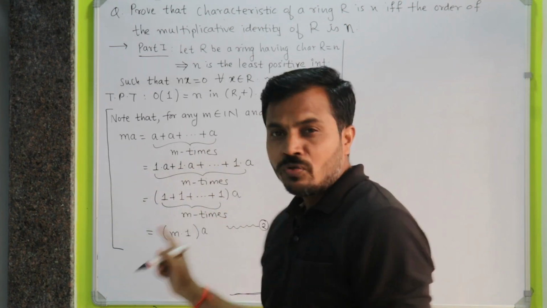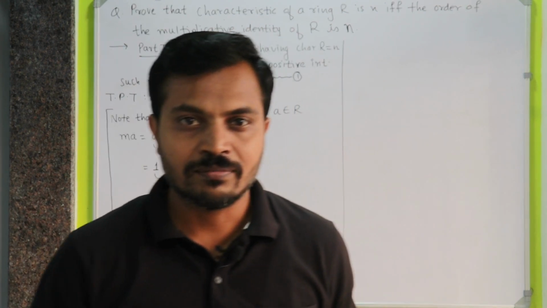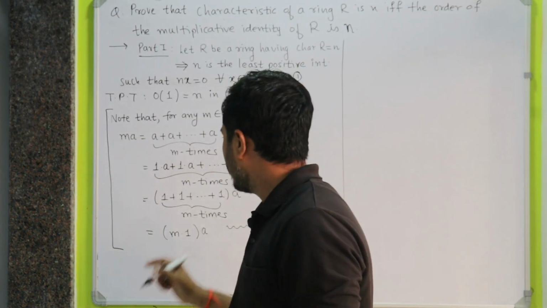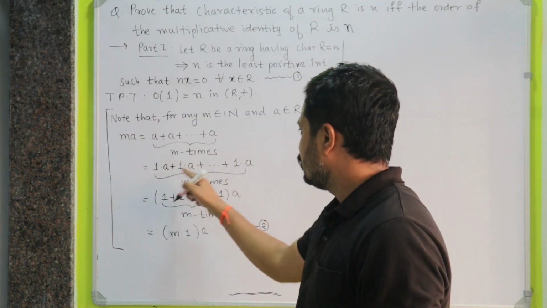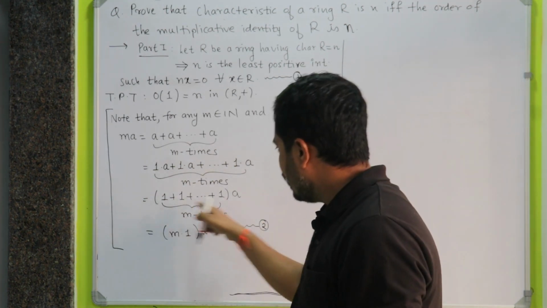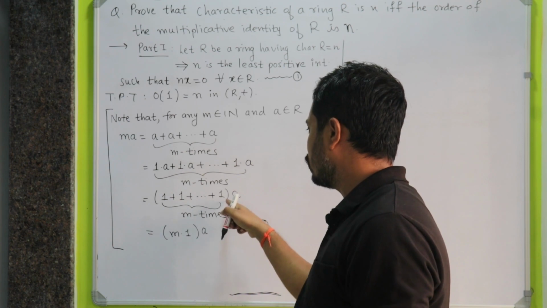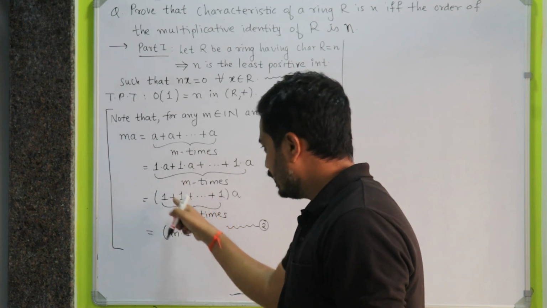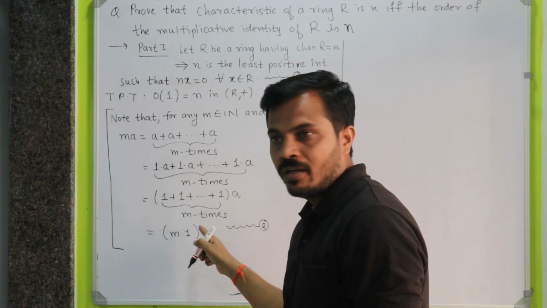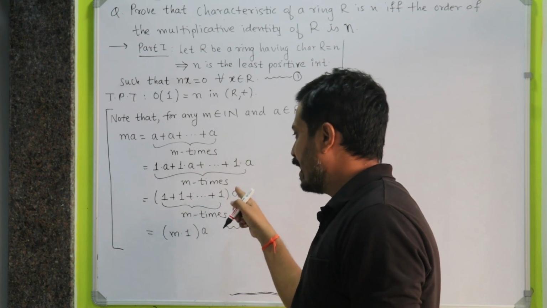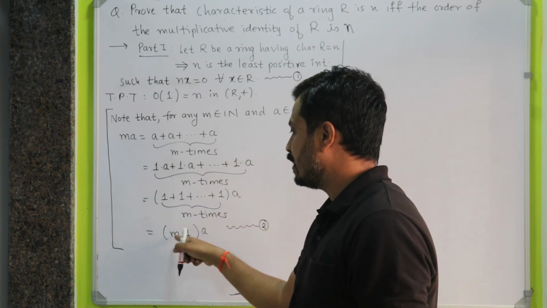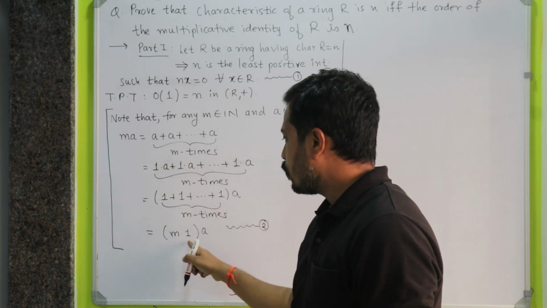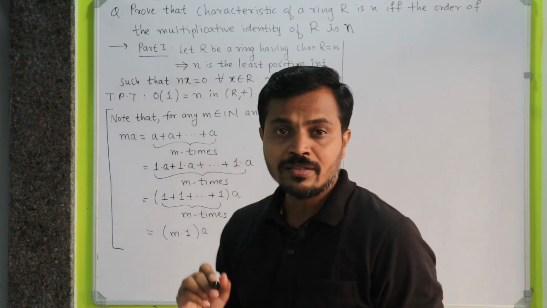M times. Now we know one of the properties of a ring, that multiplication distributes over addition. So by using that property, this a can be pulled out of all the brackets. So here we will have 1 plus 1 and so on plus 1. Remember, this 1 is the unity of the ring, and this summation is again m times. But 1 plus 1 and so on plus 1, m times, can be written as m dot 1. So ma can be written as (m dot 1) times a. Remember, 1 is the unity of the ring.